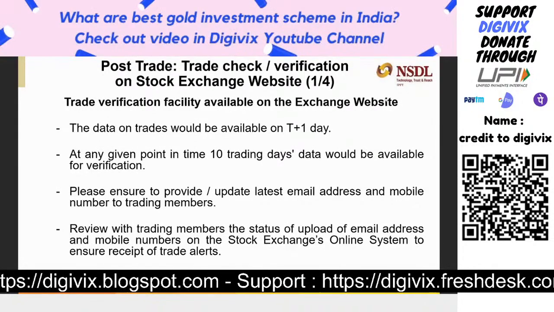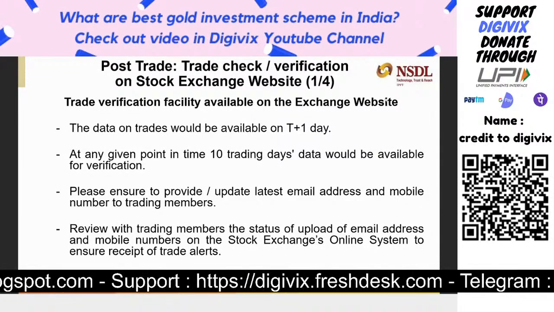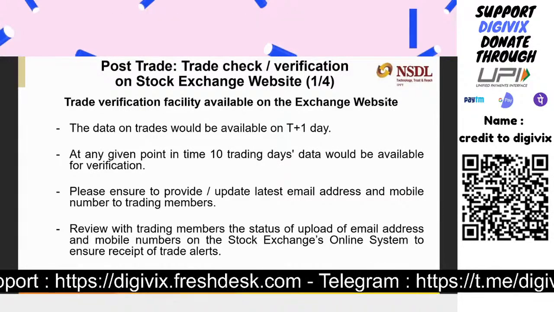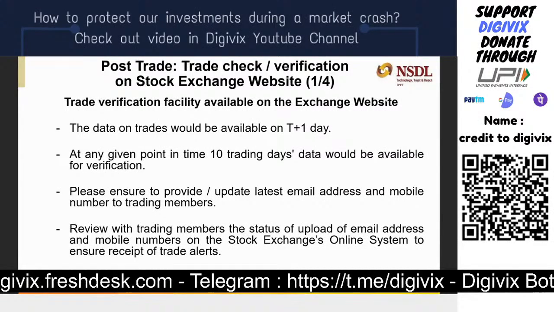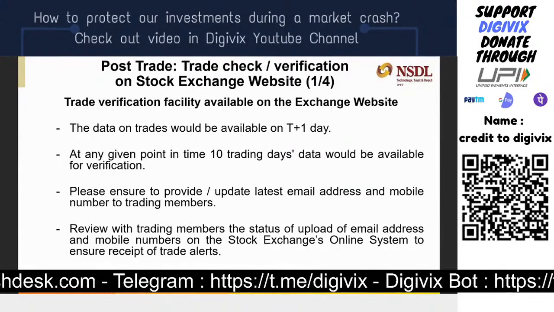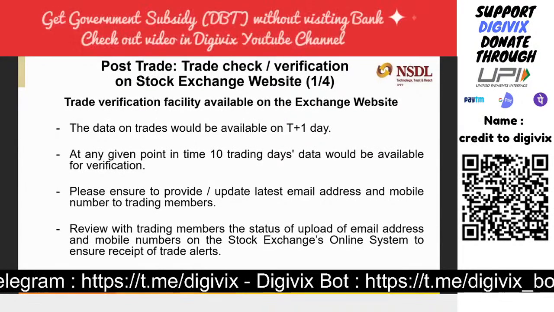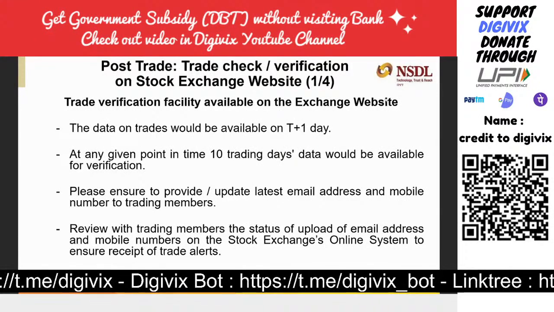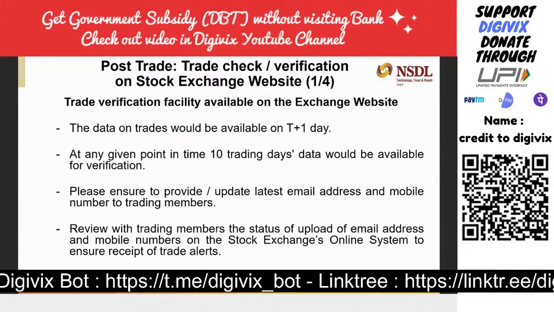Now the trade check or verification on stock exchange websites, this you can also do. The last 10 days data would be on the NSE portal. So if you have traded today, it would be available tomorrow. So you can go and check your trades there also. This is just a way, but the contract note and all things are anyways there. So there are various modes, and they all serve the same purpose.